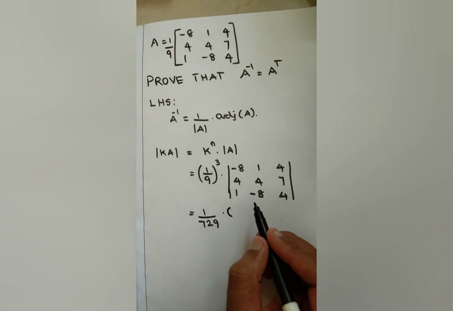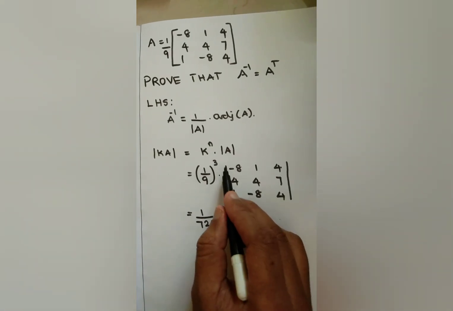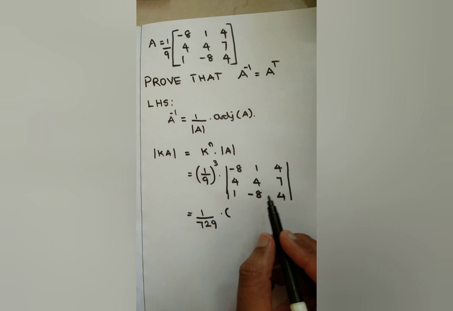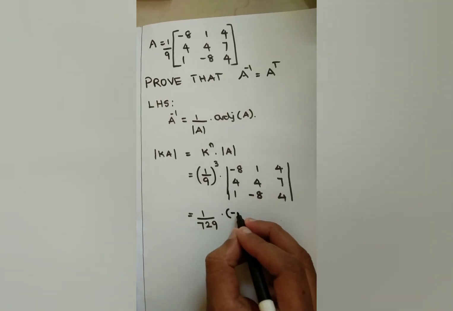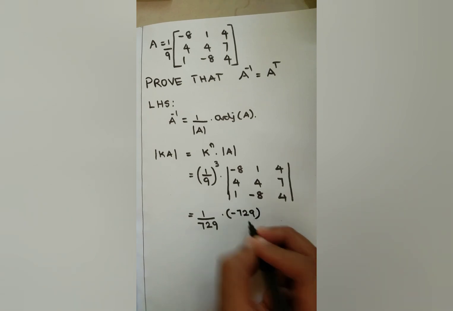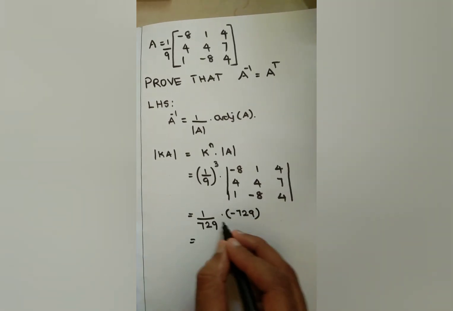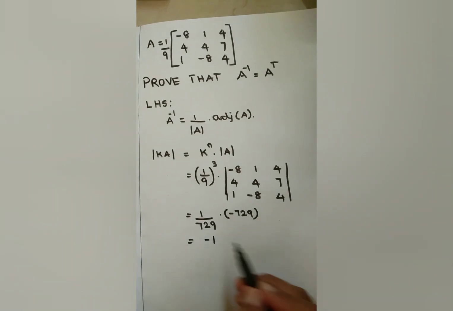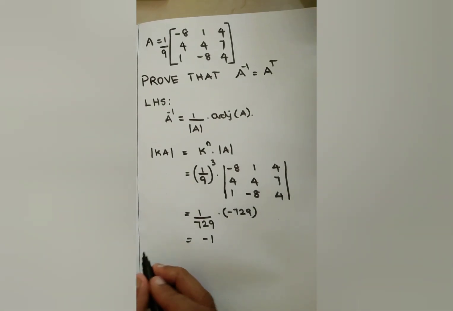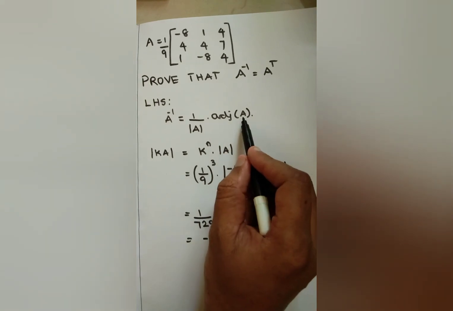Please check my previous video on how to find the determinant of a 3 by 3 matrix. Now I am going to write the determinant value directly, that is minus 729. Cancel these two numbers, I will get minus 1. My determinant of A is minus 1. Now next I need adjoint of A.